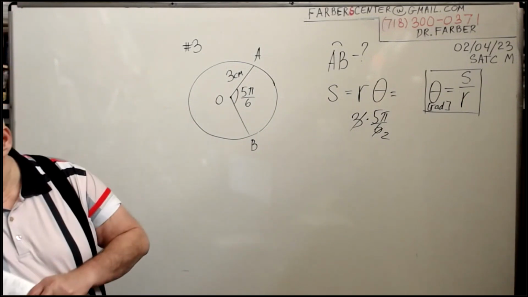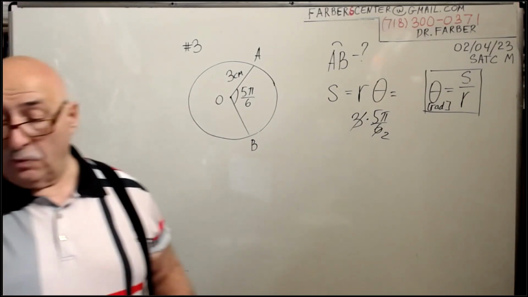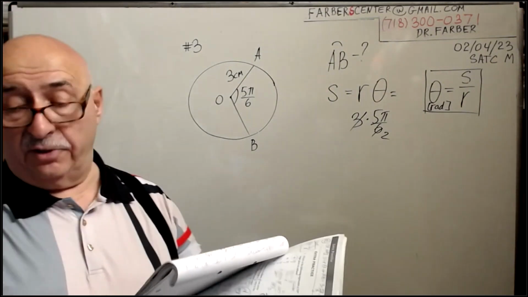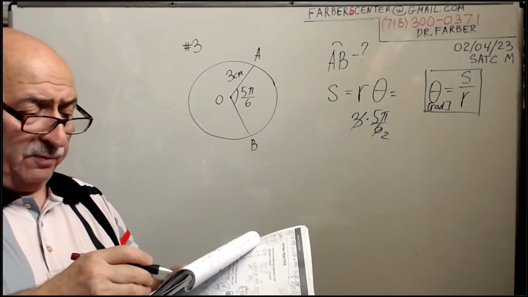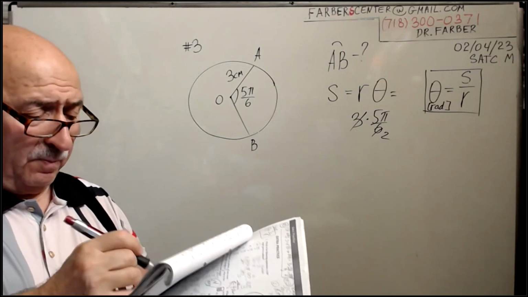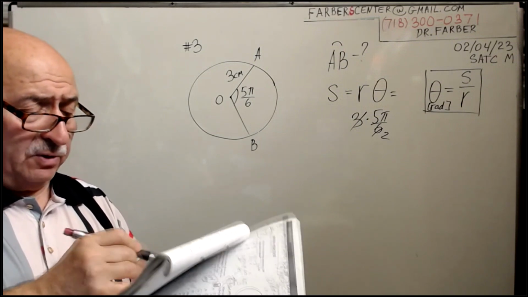Any questions, students? You can do different, convert to degrees, after that make proportion, but why? It's one step. Again, if you have any question, ask me.